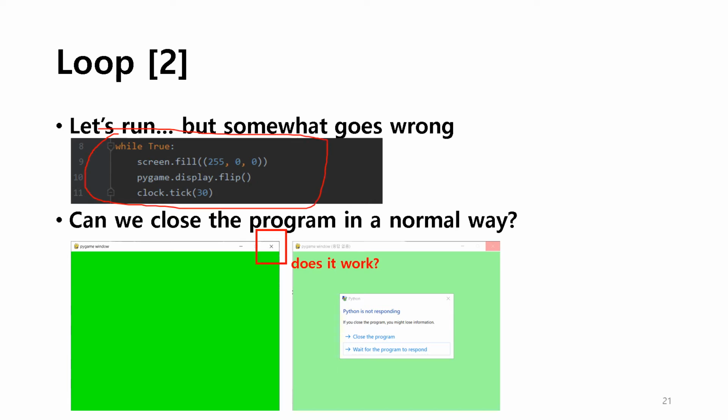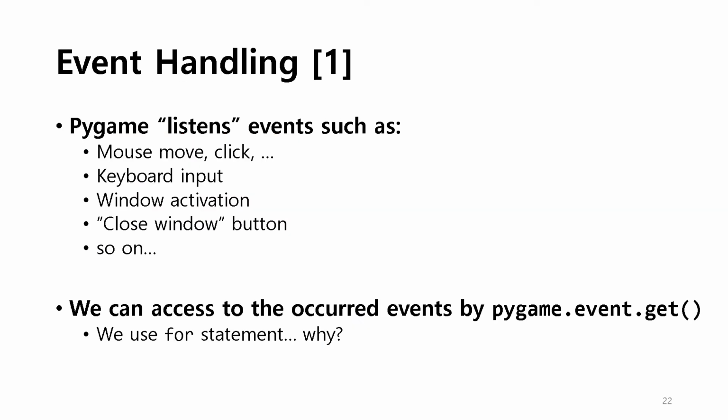If you run this, then some screen can be shown, but it seems that there is some problem, right? We should listen to and handle the given events. For example, even clicking the close window button is also an event, and as we could see in the previous session, OpenCV, mouse motion, keyboard input, etc. are events.